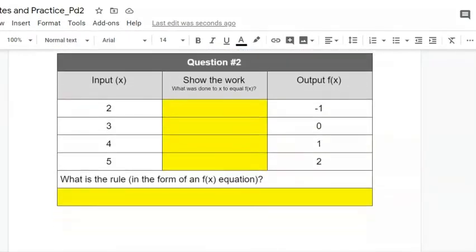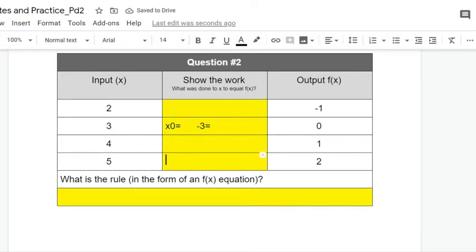Now looking at the next one, we have 2 to negative 1, 3 to 0, 4 to 1, 5 to 2. Now this is why we test each one. So we have 3 to 0. Now we can get to 0 from 3 in 2 different ways. We get times by 0, which equals 0, right? Everything times 0. We can also subtract 3 to make it equal 0. But only one of these will work for each one.